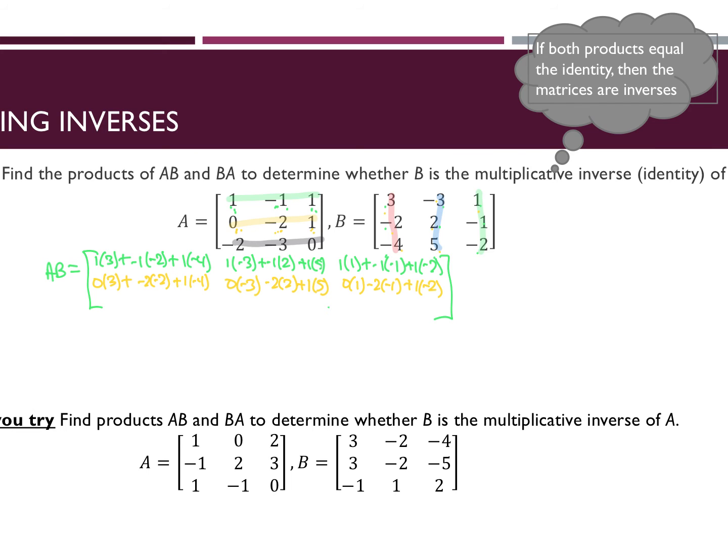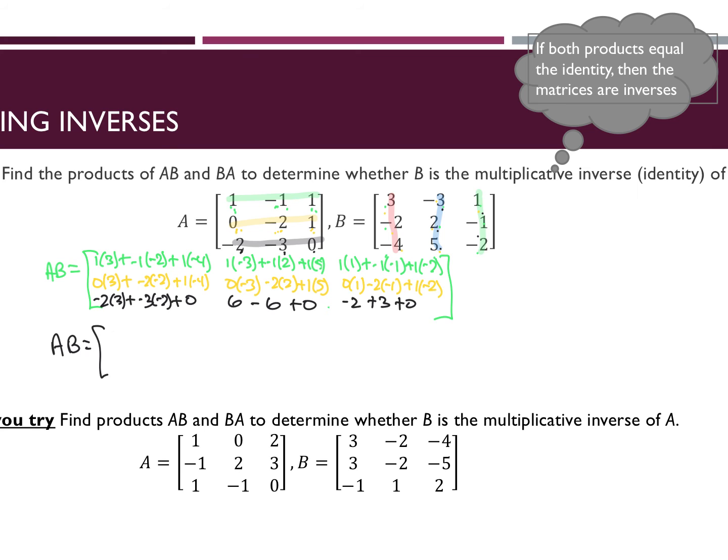Now we'll use the gray row into the red column, so -2 times 3 plus -3 times -2 plus 0 times negative 4, negative 2 times negative 3, negative 3 times 2, 0 times 5. And into the green column, negative 2 times 1 is negative 2, negative 3 times negative 1 is positive 3, and then 0. So all that's left now is for us to clean this up.